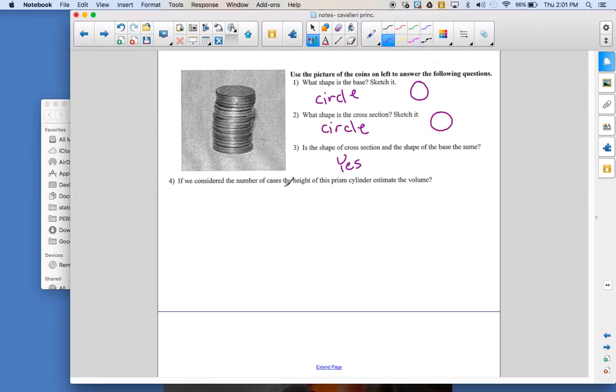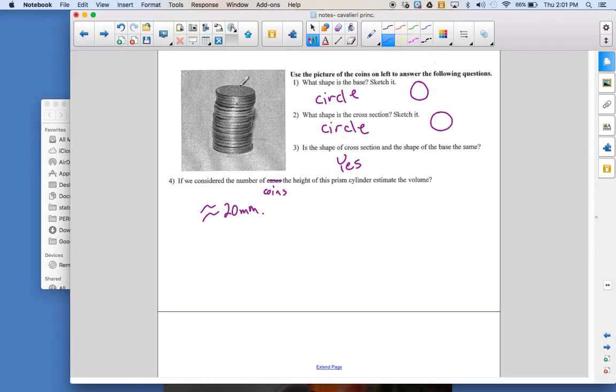If we consider the number of coins, the height of this cylinder, can we estimate the volume? So let's count. 1, 2, 3, 4, 5, 6, 7, 8, 9, 10, 11, 12, 13, 14, 15, 16, 17, 18, 19, 20. Okay, I'm going to say approximately 20 because you know very well I cannot see that close enough. So I'm going to say it's approximately 20 tall. Let's call them millimeters because it's awfully small there.